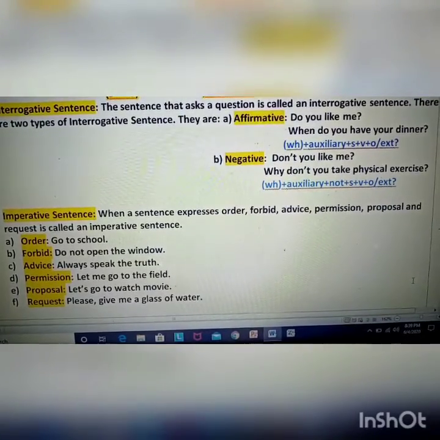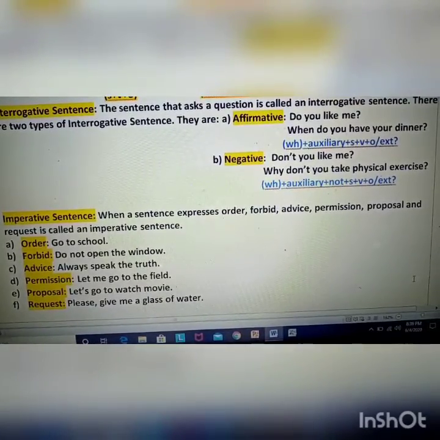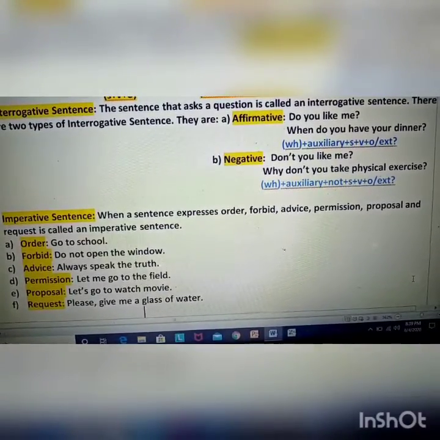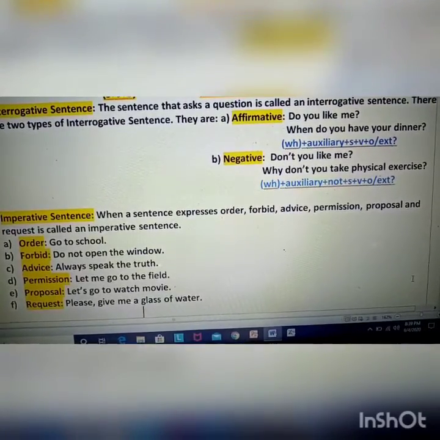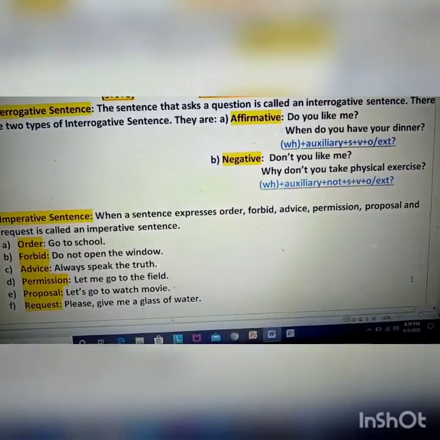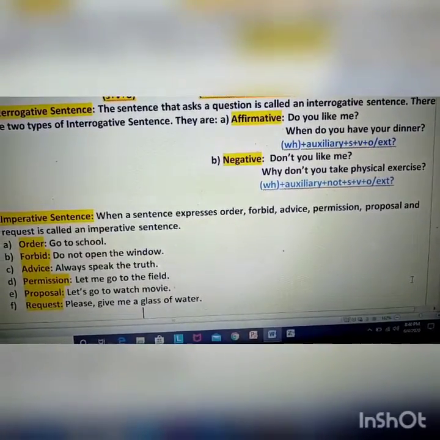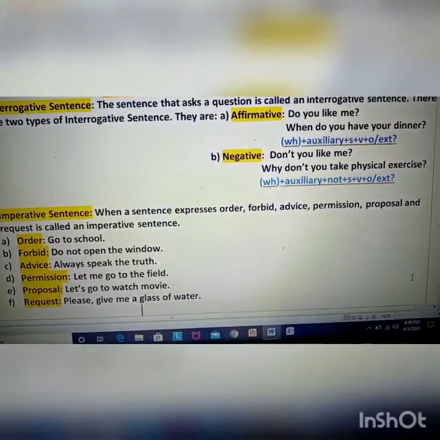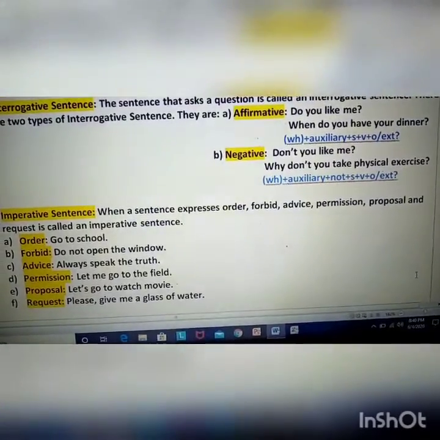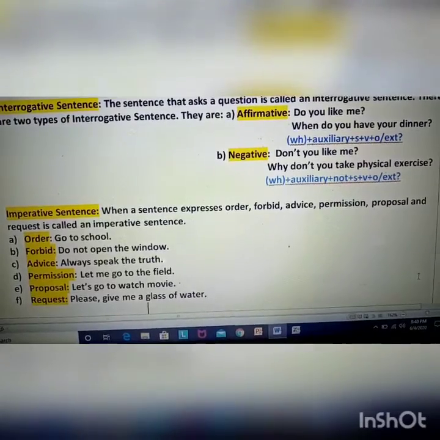And in the next example, we can see, "When do you have your dinner?" That means it is a WH question. First, it starts with a WH word. That's why it is a WH question, and the answer to this question will be elaborate. You can't answer these questions with yes or no. And these two types of questions are also in the classification of affirmative.